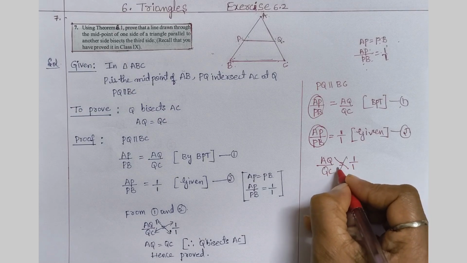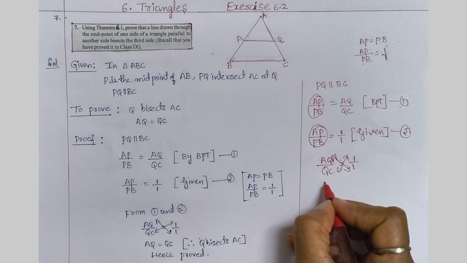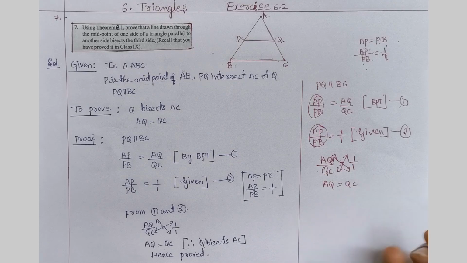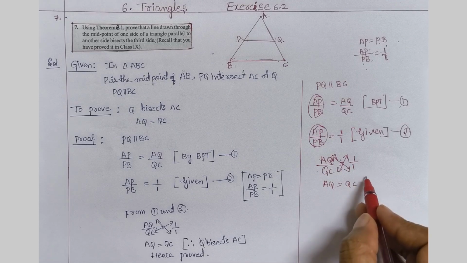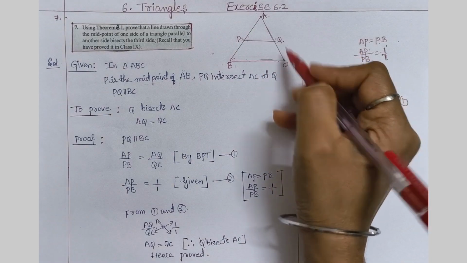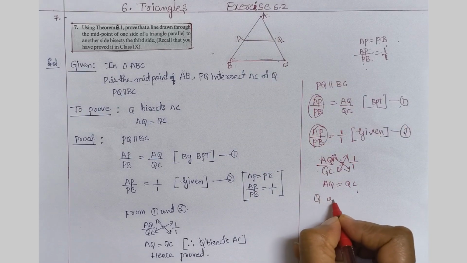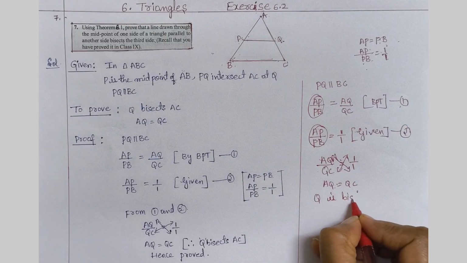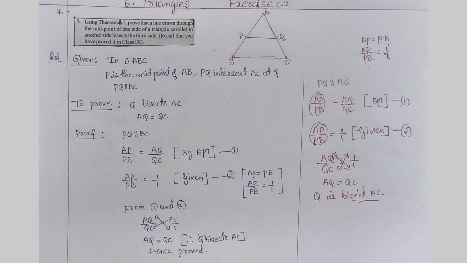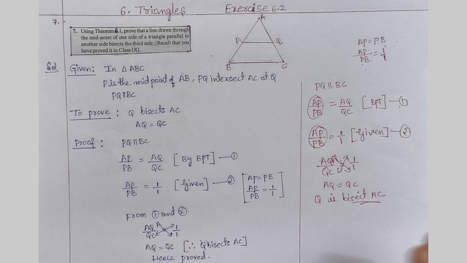Now you do cross multiplication. Cross multiplication means what happened? AQ into 1 you will get AQ, equal to QC into 1 you will get QC. So AQ equal to QC. This means what? AQ is equal to QC. This means Q bisects AC. So now you can write Q bisects AC is the answer. So this is the proof. Very simple question. If not understood, watch it once again. Okay.